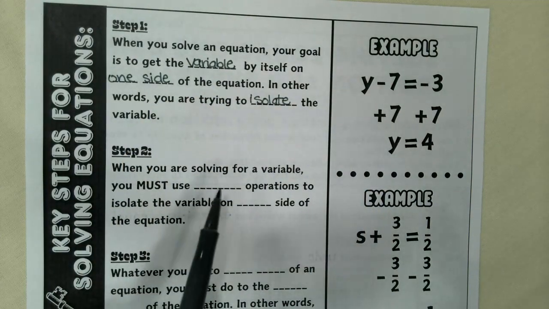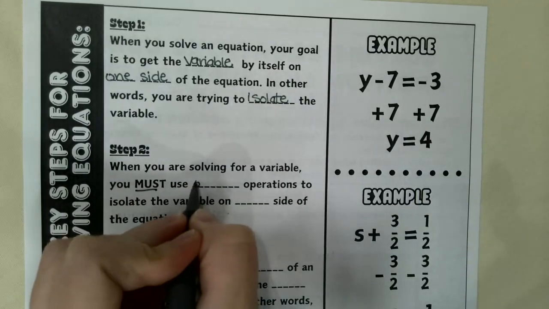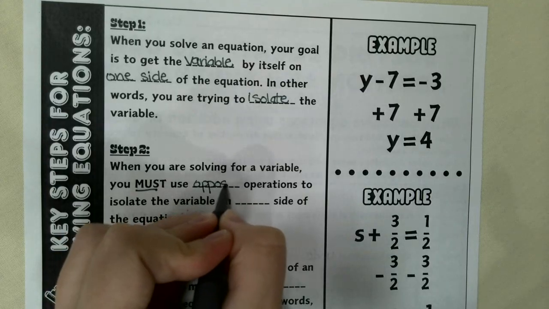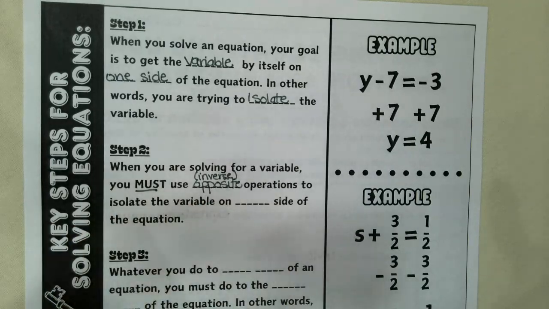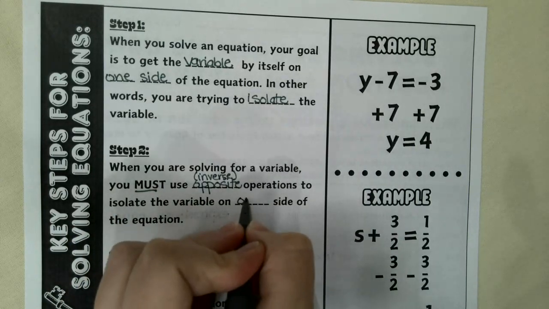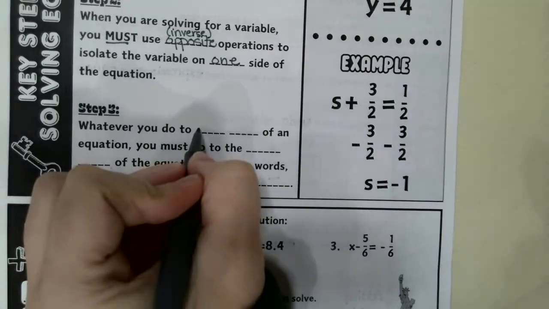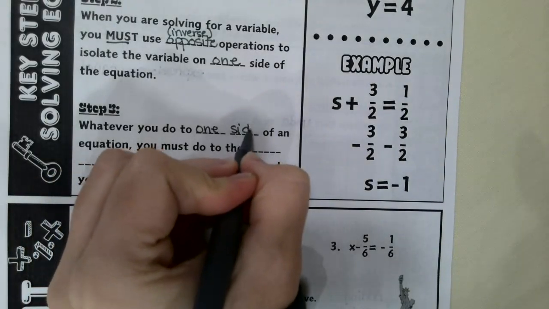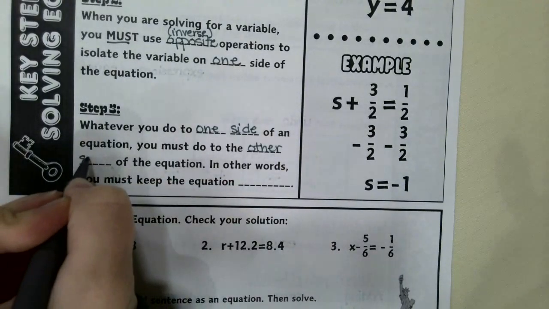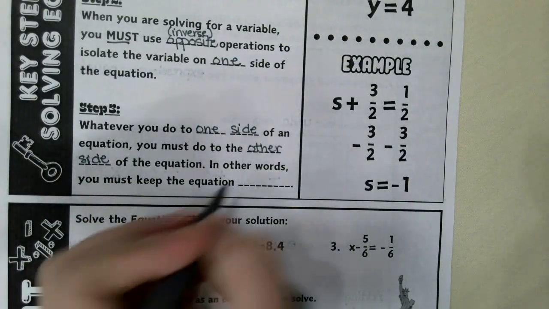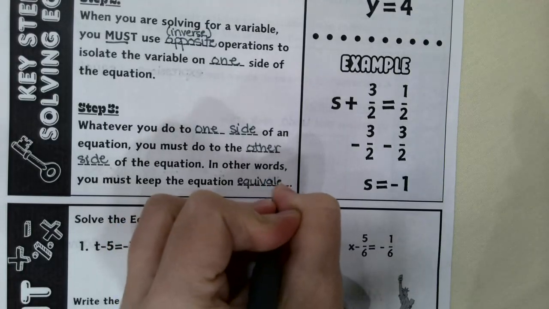Step two, when you are solving for a variable, you must, keyword there, use opposite or inverse operations to isolate the variable on one side of the equation. Then step three, whatever you do to one side of the equation, you must do to the other side of the equation. In other words, you must keep the equations equivalent. Remember, equivalent is just a fancy word for equal.